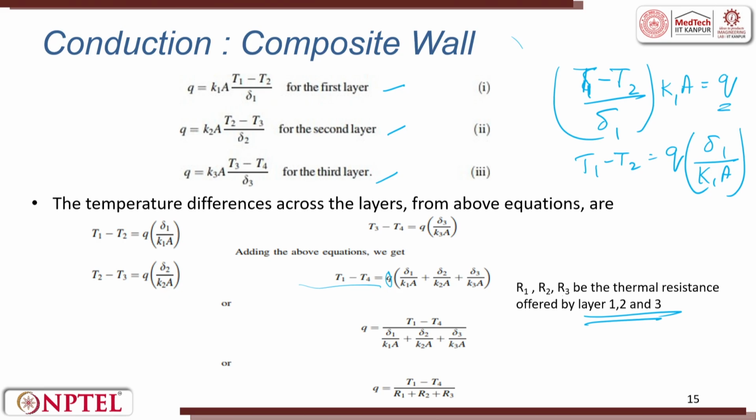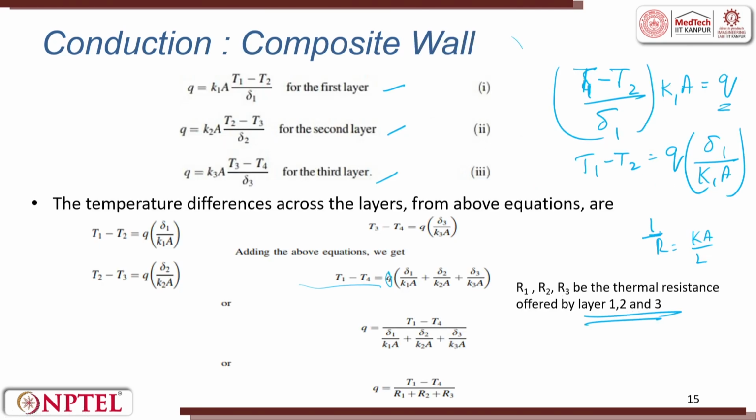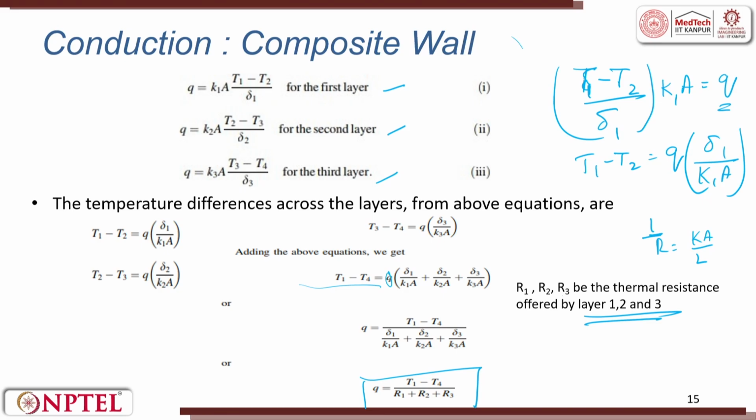Q1 is equal to T1 minus T4 divided by delta 1 by K1A, that is, what is the temperature drop. So what is K1A? We know that 1 by R is equal to KA by L. How did we get this? We got this from here: 1 by R is KA by L. So we just represent it, and that is nothing but delta by KA. Now all of these are changed into resistance. So Q is the heat which flows, and then you get the temperature difference by this formula.